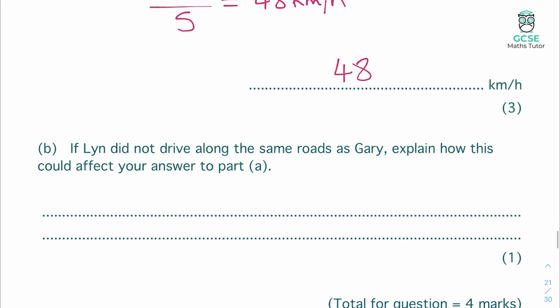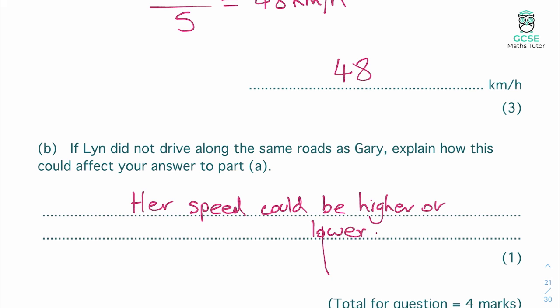If Lynn did not drive along the same roads as Gary, explain how this could affect your answer. Well, if she didn't drive along the same roads, she could have done a larger or a smaller distance, and therefore her speed could be different, but it could be higher or lower. There we go, I won't write out everything I've said, but her speed could be higher or lower. And the reason there is because she could have driven a higher or a lower distance.